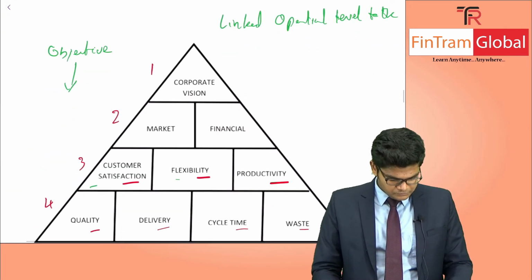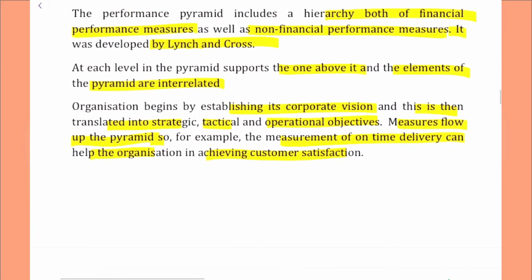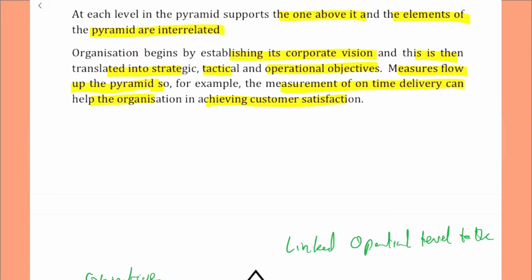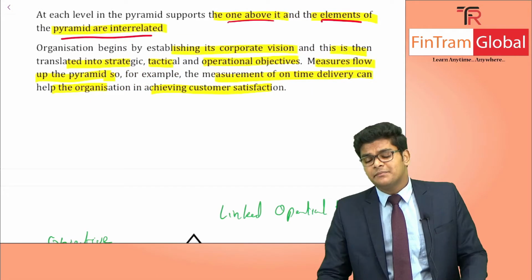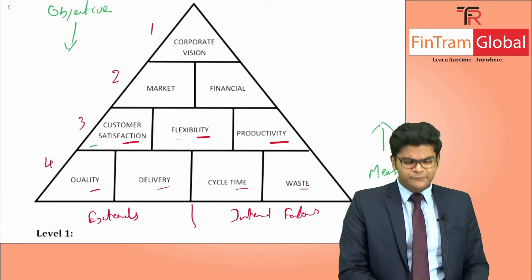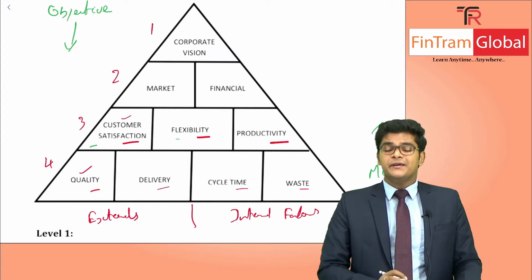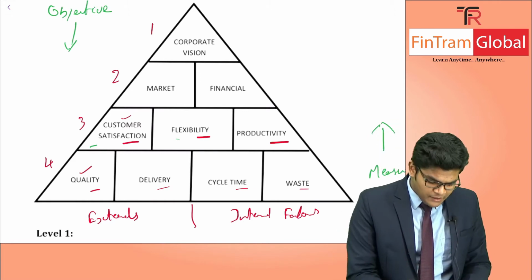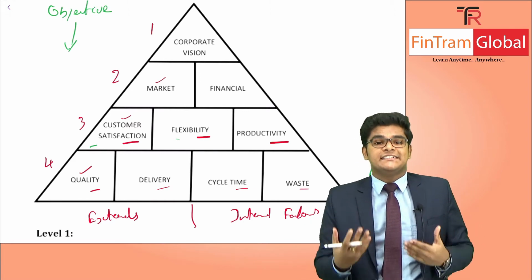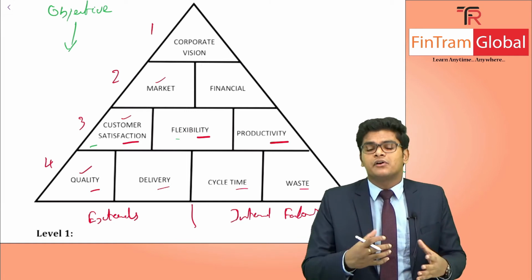Now, let's take a look at this particular theory once again, shall we? At each level of the pyramid, it supports the one above it, and the elements of the pyramid are interrelated. Are the elements of the pyramid interrelated? Yes. Why? Because let's take this one. Okay, guys, if we improve quality, then we will be able to achieve more customer satisfaction. If we achieve more customer satisfaction, then we would be able to get more market share, isn't it? If we get more market share, we will achieve one of our corporate visions, isn't it?